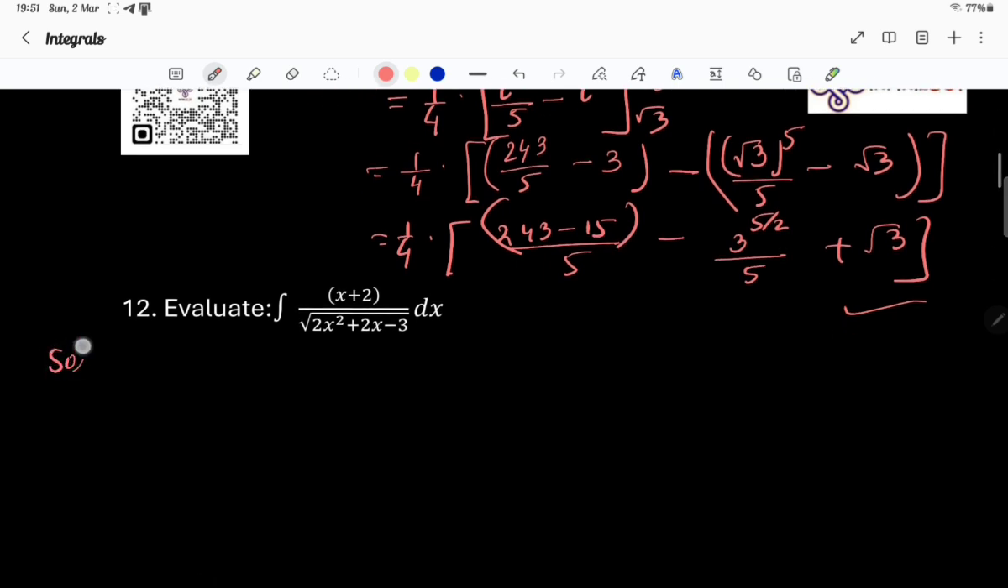Acha, question number 12. Evaluate the integration of (x plus 2) by root over (2x square plus 2x minus 3). So first of all, this is one type of function where px plus q is in the numerator, a linear polynomial, and in the denominator, under the square root, is the quadratic, and in the numerator it is a linear polynomial.